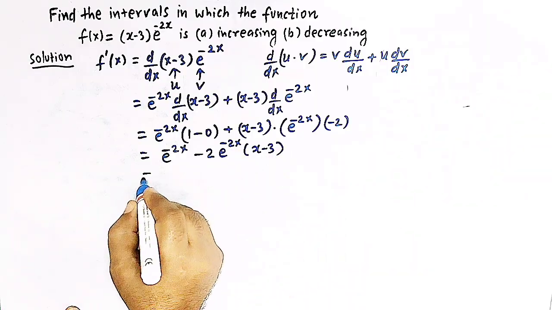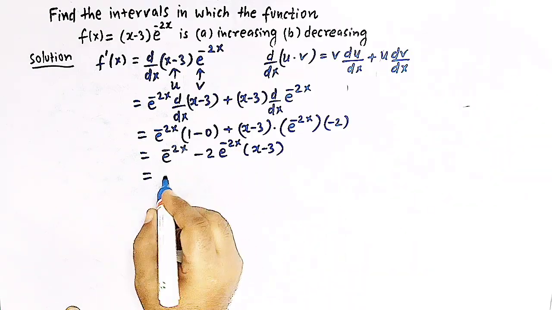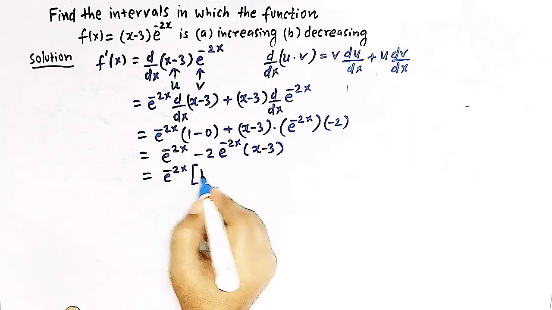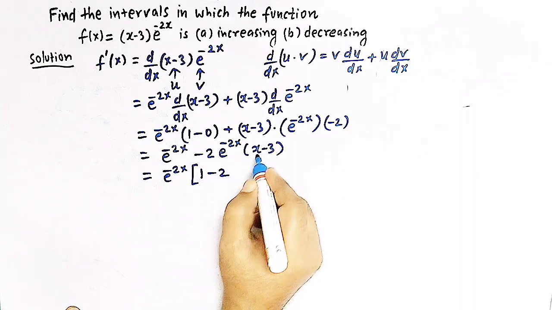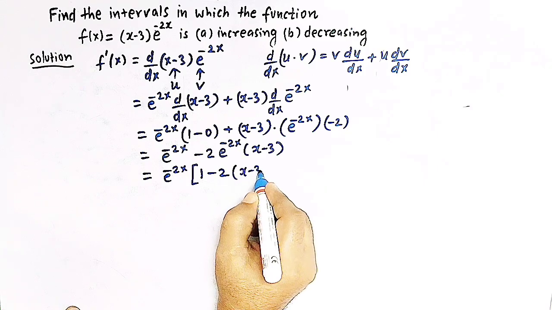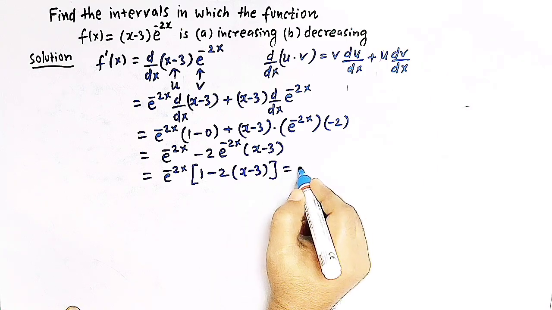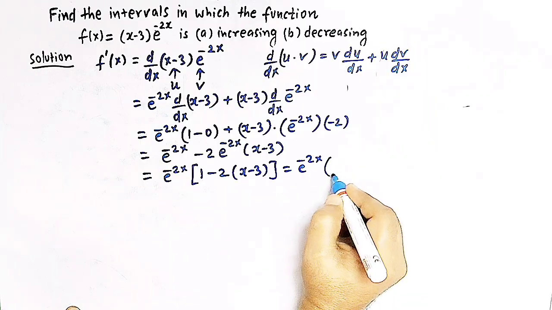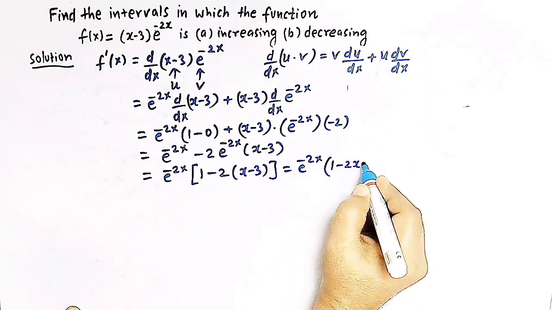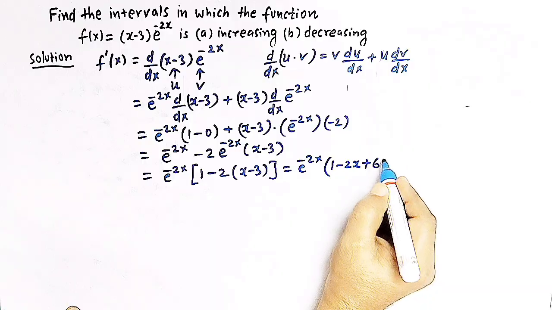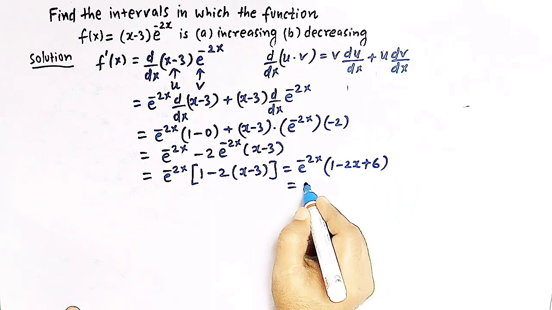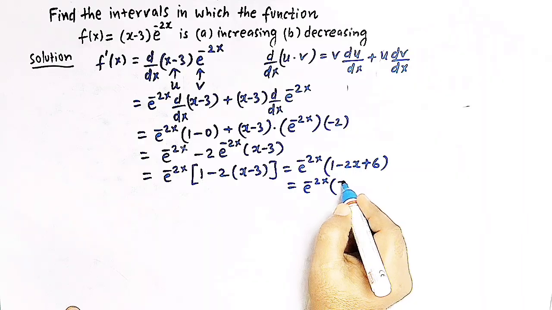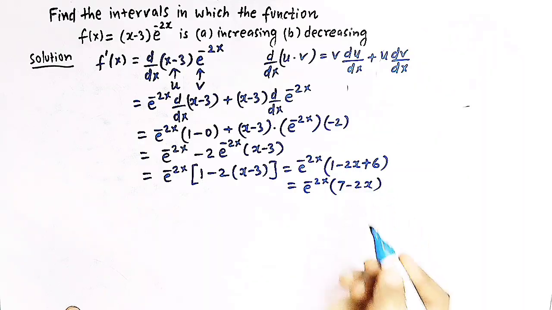minus 3. So now we can take e raised to minus 2x as common. So here we have 1 and then we have minus 2 times x minus 3. So we can now write e raised to minus 2x, and here we have 1 minus 2x plus 6, and this is e raised to minus 2x, and here 6 plus 1 is 7, so we have 7 minus 2x.